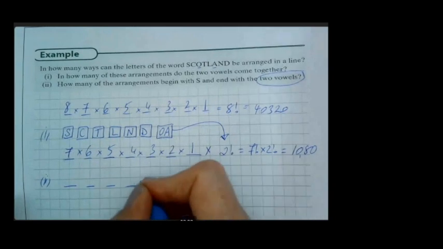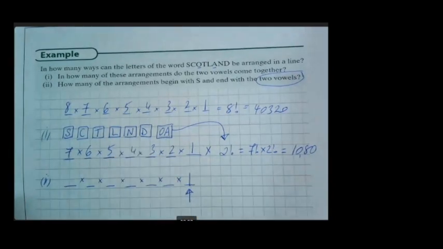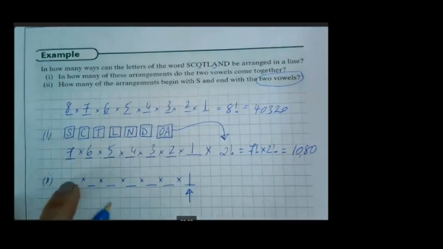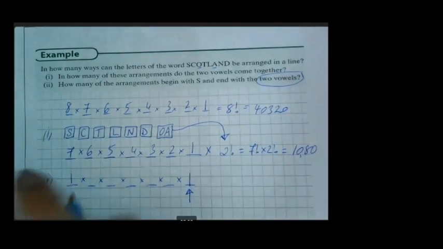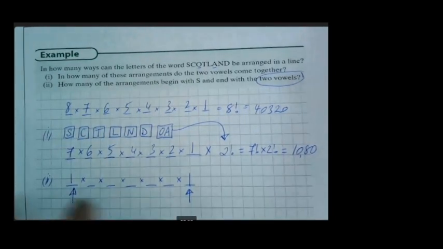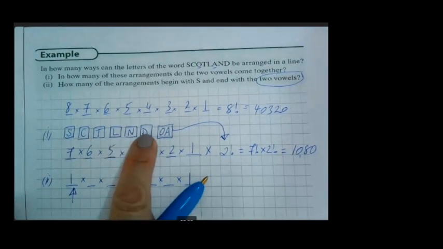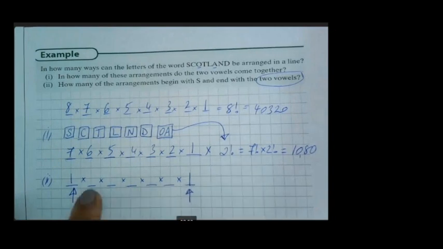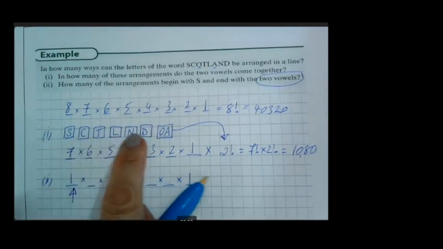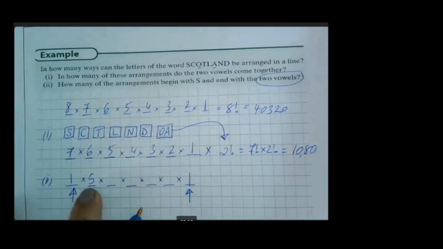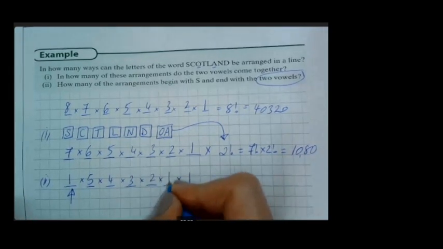Okay, I'm going to put my multiplication sign in between all of them there. And that's in place. It must begin with an S, which means I've only one option to go into the first position as well. So that's in place. Always do your restrictions. And then how many options have I got for the middle positions? I've got 1, 2, 3, 4, 5. So I've got 5 options for the second position, 4 for the third, 3, 2, 1.